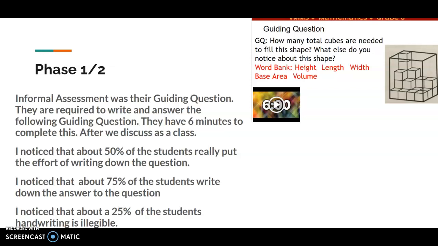I also noticed that 75% of the students do write down their answer. So they might not want to write down the question, maybe because the question's too long or they just don't really want to. But 75% do put down the answer. And something that I noticed, just in my opinion, is that about 25% of the students' handwriting is illegible. It's really hard for me to read it. I don't know if that's important at sixth grade, or maybe I'm just nitpicking. But it's noticeable to me, because they do focus on a lot of writing in the curriculum for IB, and so this is something that I found out.